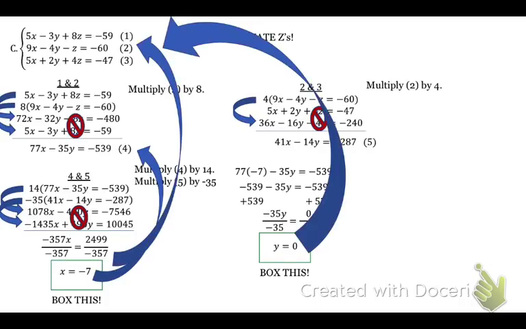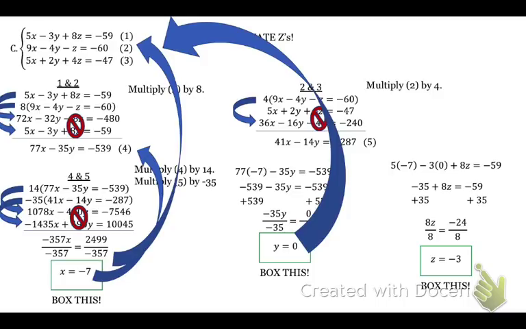Then we're going to plug those back in up top. So you get 5 times negative 7 minus 3 times 0 plus 8z equals negative 59, which is negative 35 plus 8z equals negative 59. Add that 35, 8z equals negative 24. Divide by 8, z equals negative 3. Alphabetical order, negative 7, 0, negative 3.